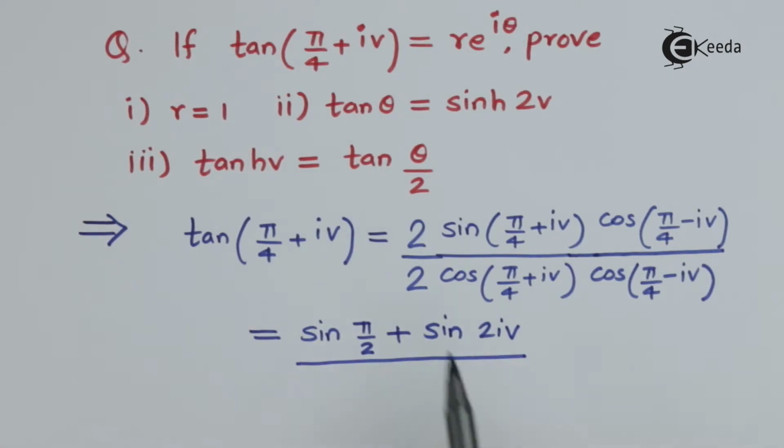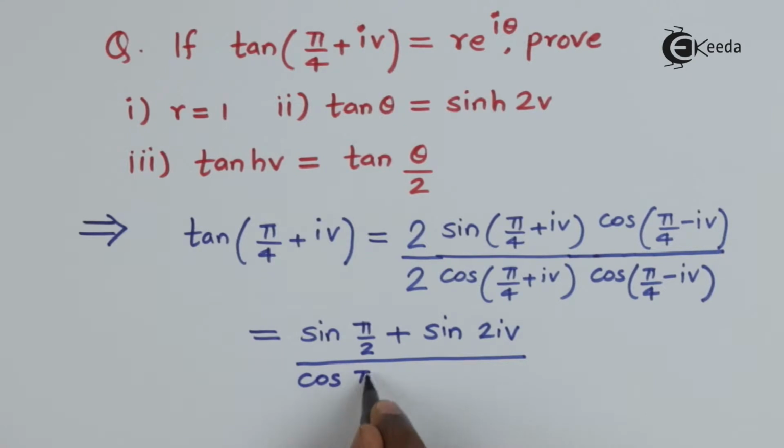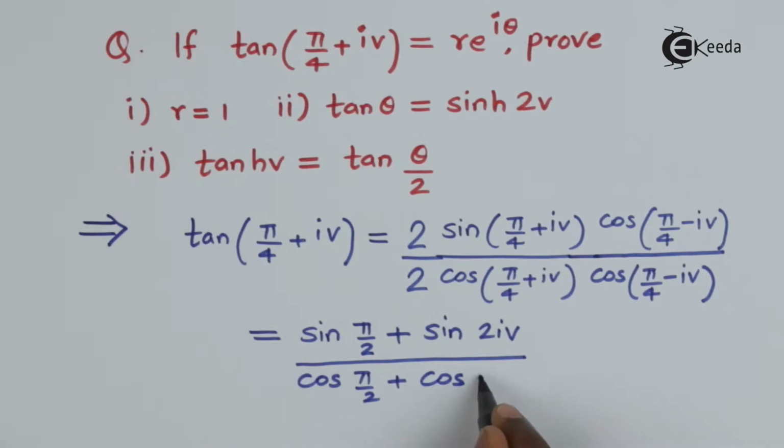In the denominator, we have 2 cos a into cos b. So I have assumed this as a and this as b. So 2 cos a into cos b is cos a plus b plus cos a minus b. So by doing that, we'll get cos of this plus this, which is pi by 2, plus cos of this minus this, which is 2iv. Now guys, let's substitute the values. So we know that sine of pi by 2 is 1, cos of pi by 2 is 0. Then sine of 2iv is i hyperbolic sine of 2v, and cos of 2iv is hyperbolic cos of 2v. So let's substitute these values.